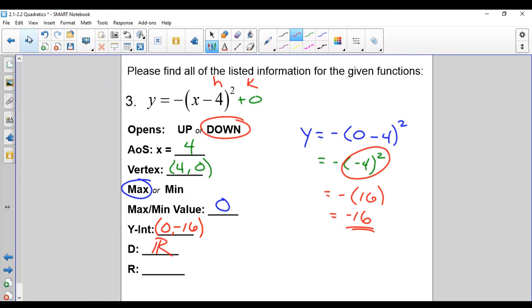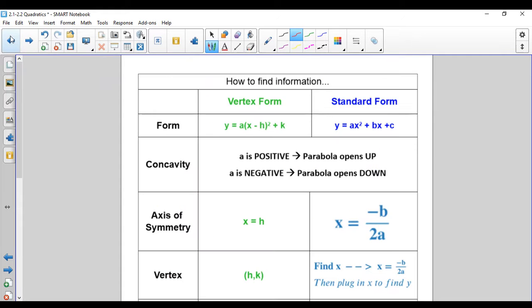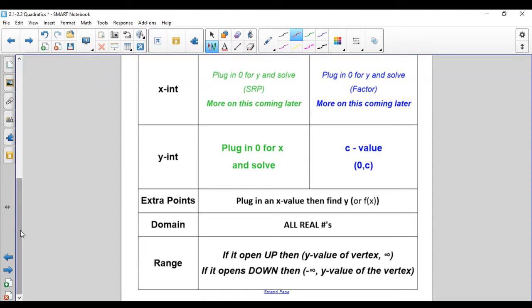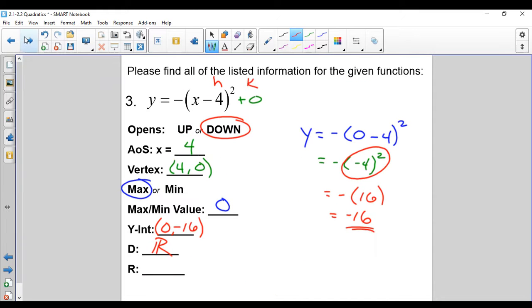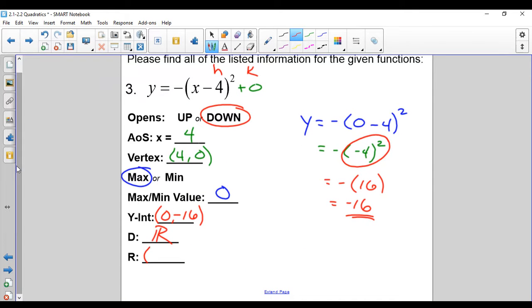Domain is quick. It's all real numbers. Now, our range switches up a little bit. Look at our table. This one opens down. So it opens down. Our range is -infinity up to the y value of the vertex. So we'll write that: -infinity to 0, since the y value of the vertex is 0. There's all our information. That's vertex form.